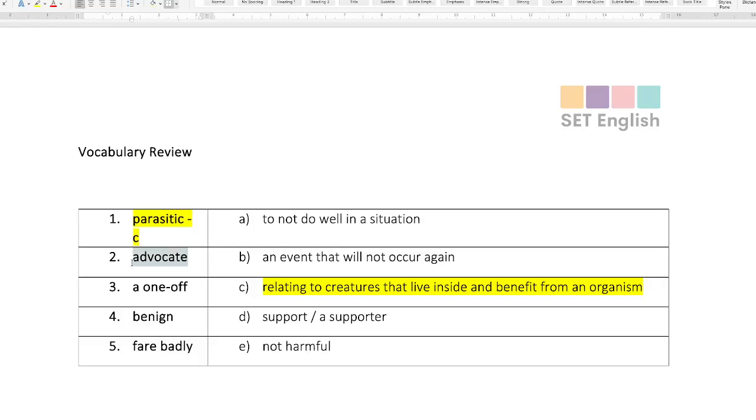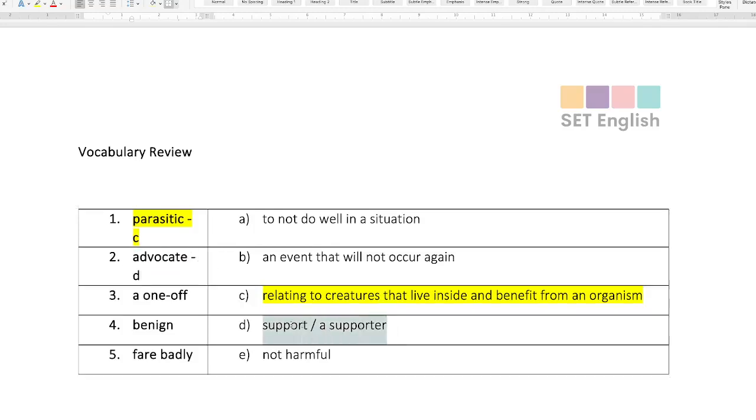An advocate, or to advocate, is D: to support or to be a supporter of something. For instance, there are lots of people in the government in the UK who advocate increasing the age for buying cigarettes. They are advocates. They advocate something. They are advocates for that. A one-off, well, I think we can see here, it won't occur again. It's a one-off.